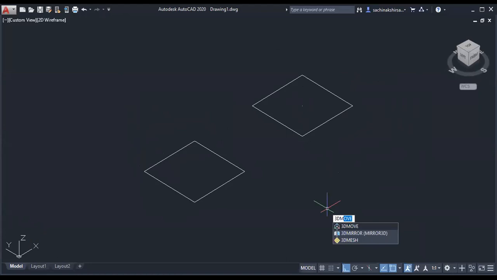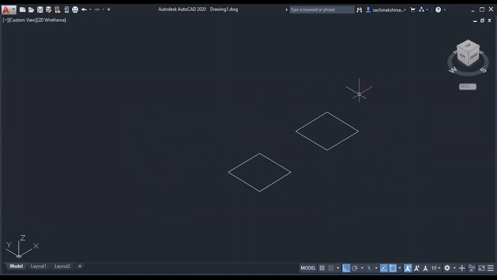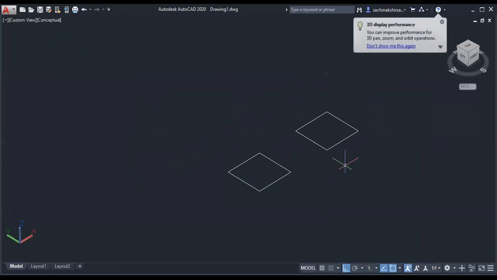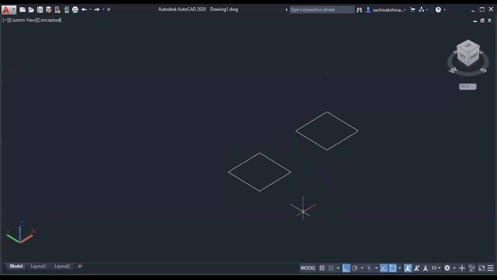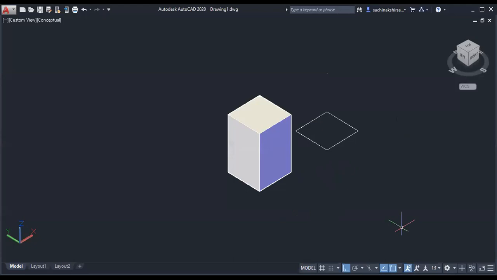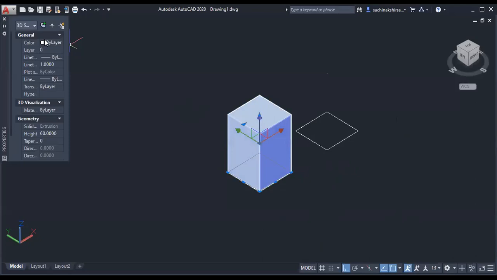Whatever this base is, it will have a certain height. I will give height to this square base. What will it form if I give height? For the first object, I have given a height of 60. What is this object? Square prism. Are you getting it? It is a square prism.